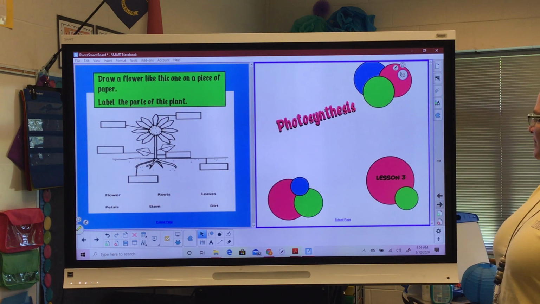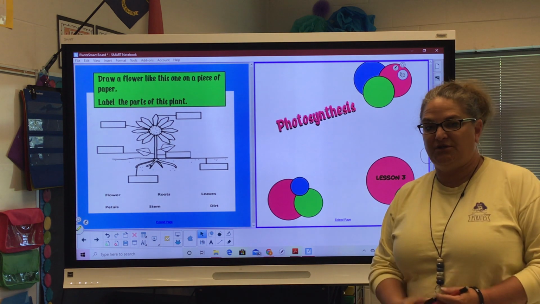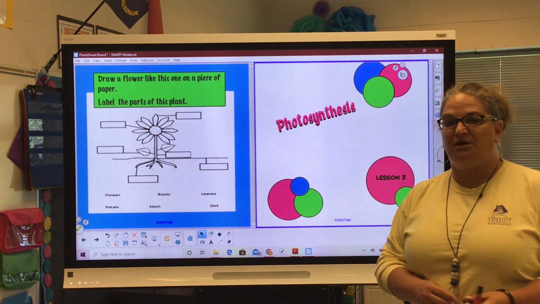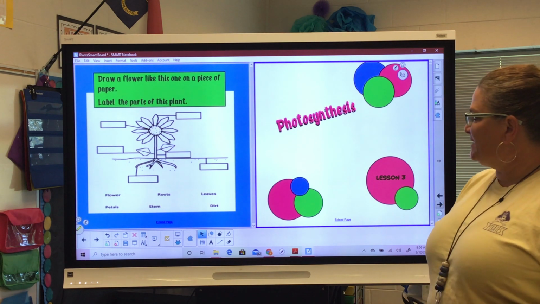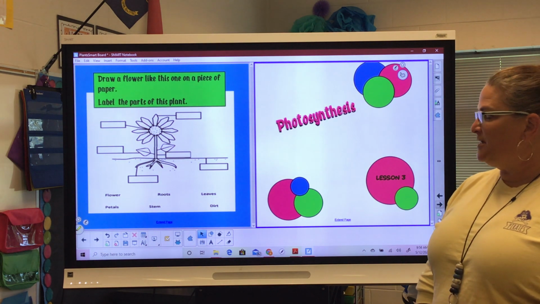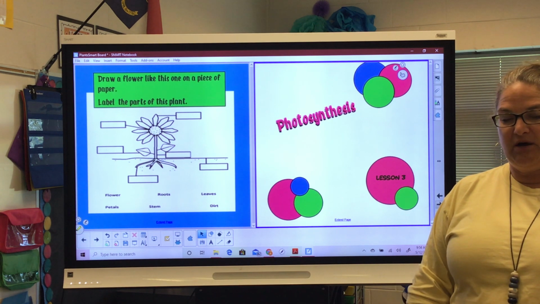Okay, that is all for lesson 2. That was a lot for lesson 2. Now the next lesson that we're going to do is photosynthesis, and then we're going to go into pollination before we finish up with these. So if you have any questions, again, just let me know, and I will do my very best to give you some help. Thanks.